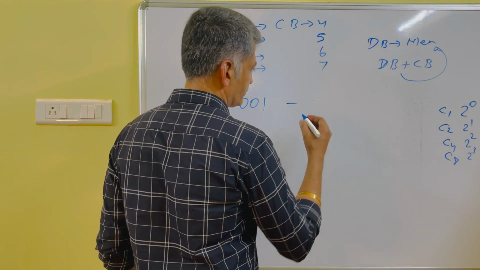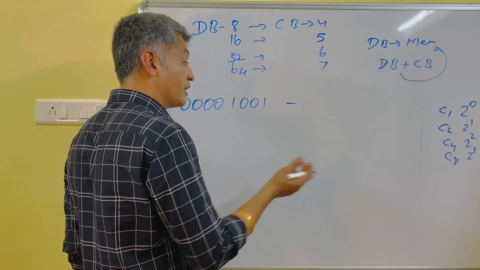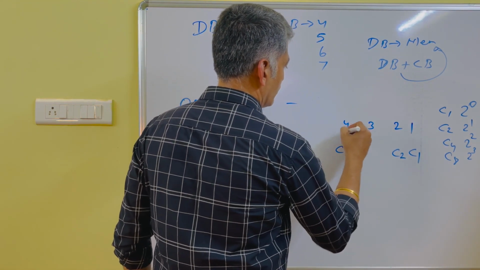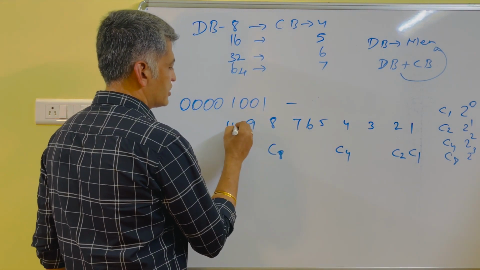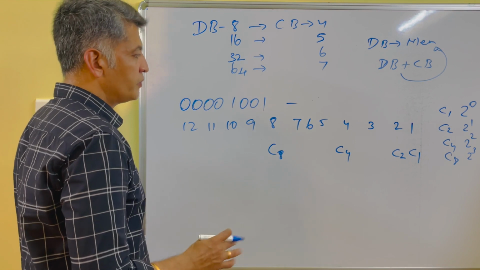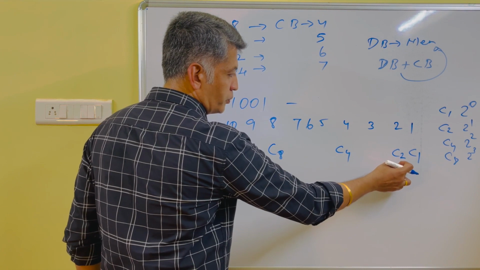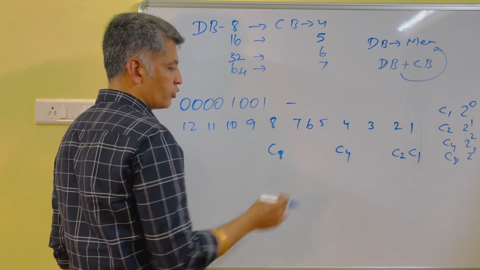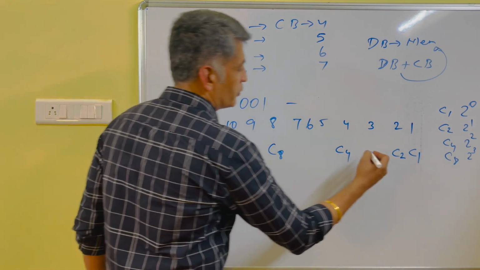Now I need to place these positions along with the data bits. So I'm starting with 1, then 2, 3, 4, 5, 6, 7, 8, 9, 10, 11 and 12. So this will be easy to understand. Now you can see that I have placed check bit 1 in position 1, check bit 2 in position 2, check bit 4 in the 4th position, check bit 8 in the 8th position. Now in the remaining positions I can put the data bits.